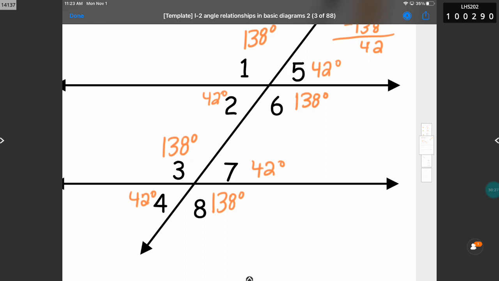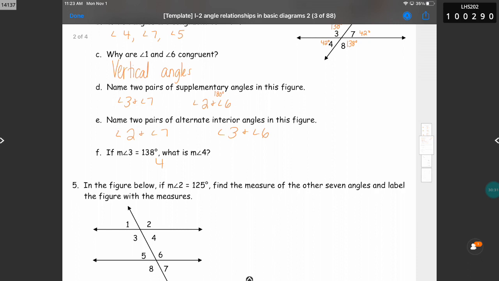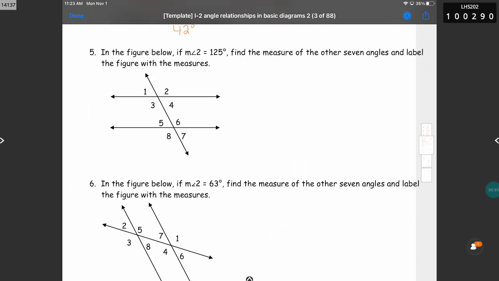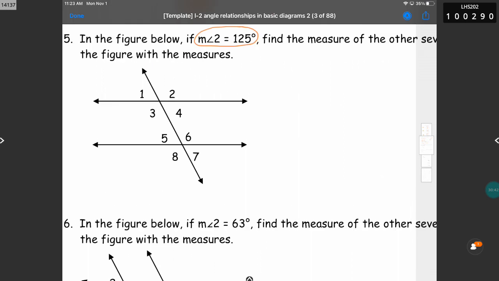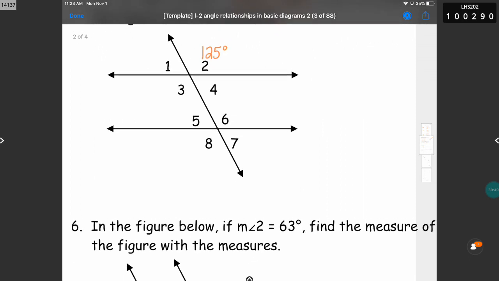Alright, let's try another one. The measure of angle 2 is equal to 125. Okay? So I'm going to write 125 here. It wants me to figure out all the other angle measures. Let's figure out what is 125 first. What other one is 125? 3. Why? Because it's vertical. What else besides 3? 8. Why 8? Because it's alternate exteriors.